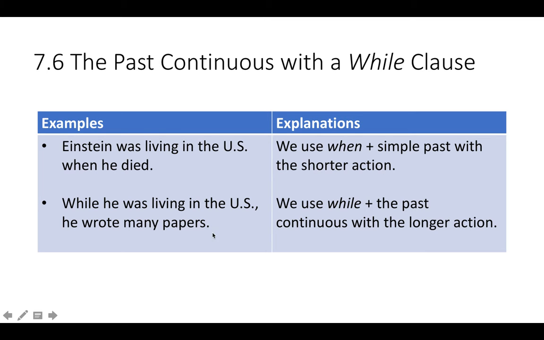Okay. We can use when or while with this kind of sentence. Einstein was living in the U.S. when he died. Okay. Or while he was living in the U.S., he wrote many papers. Okay. Here I'm using while for the past continuous longer action. Okay. And I'm using when with the simple past shorter action. This happened more suddenly than this one. Okay. This is a longer action with a shorter action.